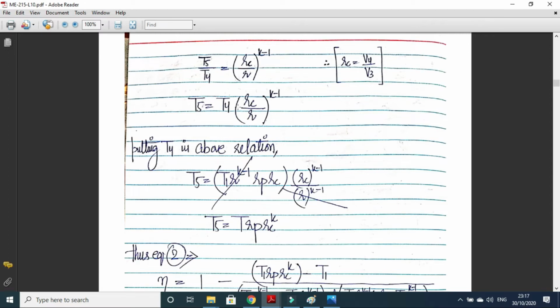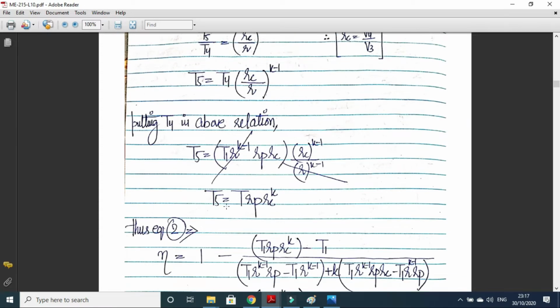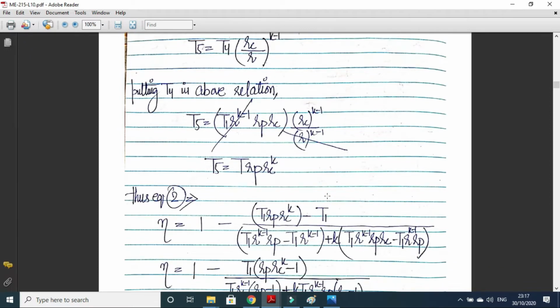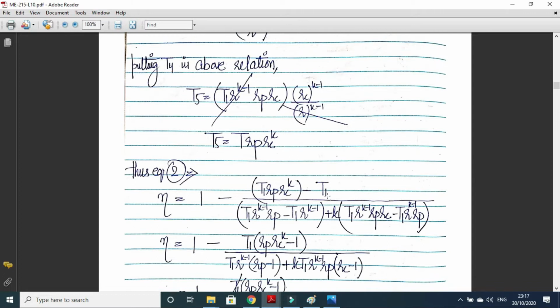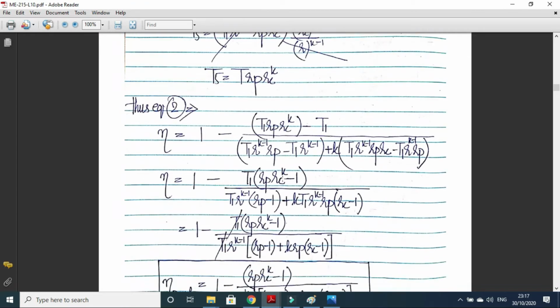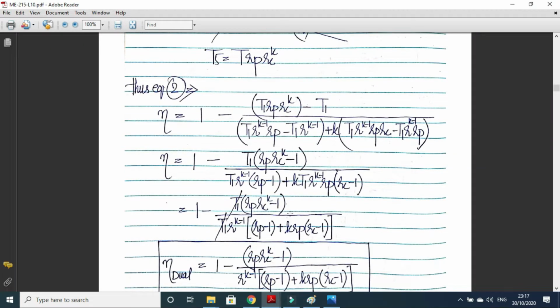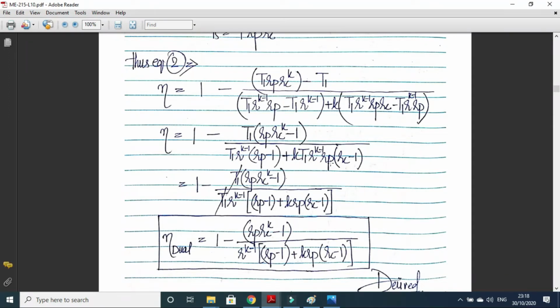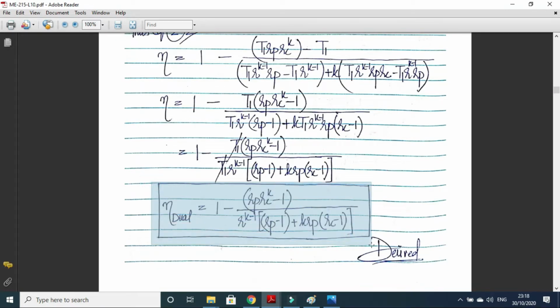Now T5 will be equal to T4 into (Rc upon R) to the power K minus 1. We can put the value of T4 which we have already derived. So R to the power K minus 1 will be cancelled out. Rc and Rc to the power K minus 1, the base is the same, so the powers will be added. So it will become Rc to the power K. So T5 is represented in terms of T1, Rp and Rc. So now we can put the values of T2, T3, T4 and T5 in equation number 2. Here we can take T1 common, T1 will be cancelled out. Then we can do the simple mathematics and we can get this expression of the dual cycle thermal efficiency.